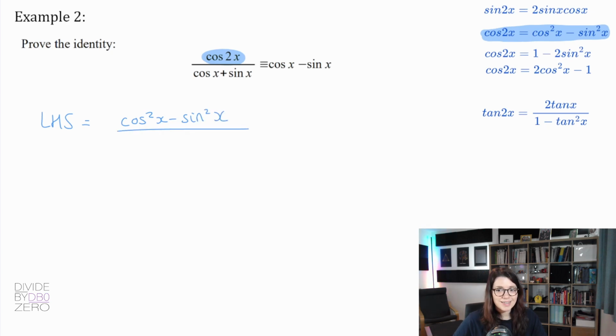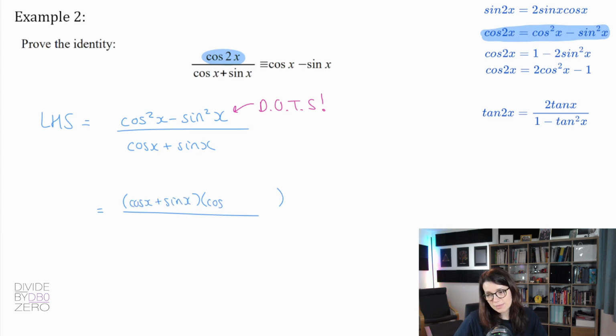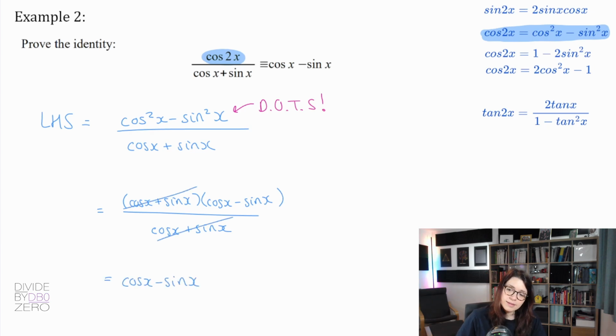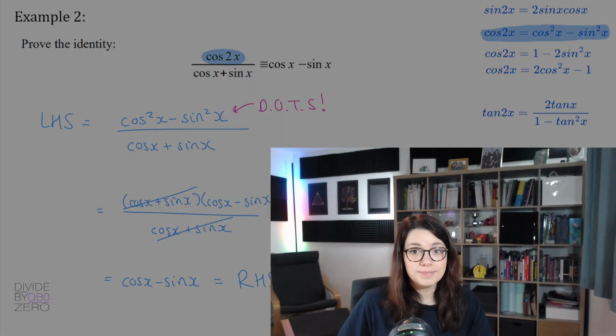That, in fact, is now difference of 2 squares. So I still have cos x plus sin x on the bottom, but I can then factorize the top into 2 brackets, difference of 2 squares. Cos x plus sin x, cos x minus sin x. Now I can cancel that first bracket with the denominator and be left with just cos x minus sin x, which is the right-hand side as required. And we're done.